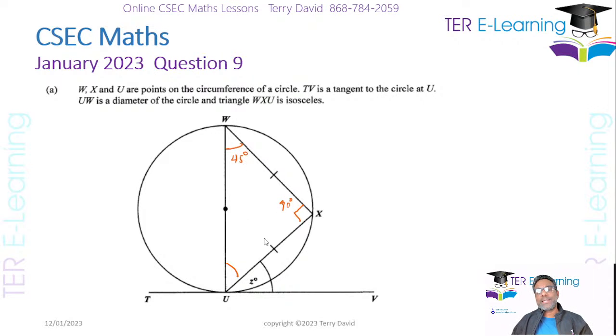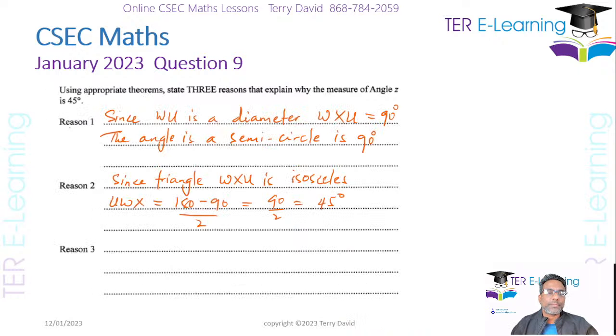Now, at this stage, I can easily tell you that Z has to be 45. There are two different things we can say here. This line here, UX, is called a chord. Now, there is a rule that involves a tangent and a chord. This here is a tangent. They told you that. So the angle between a tangent and a chord is equal to the angle in the alternate segment. This angle here, this 45, is the angle in the alternate segment. So we can say that as our third reason if we want. So angle XUV, or angle Z, is equal to 45 degrees.